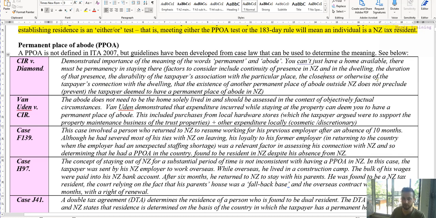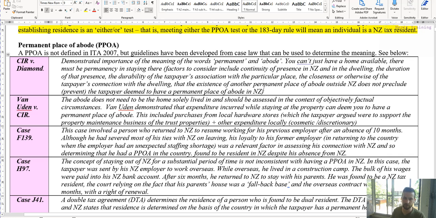And then the closeness or otherwise of the taxpayer's connection with the dwelling. This is a hard one to pin down, but I guess it's how much have they decorated, have they got a lot of furniture? If they've just got an apartment with one piece of furniture, then they obviously don't have a lot of connection with that dwelling. And the existence of another place of abode outside New Zealand does not preclude, i.e. prevent, the taxpayer from being deemed to have a permanent place of abode.